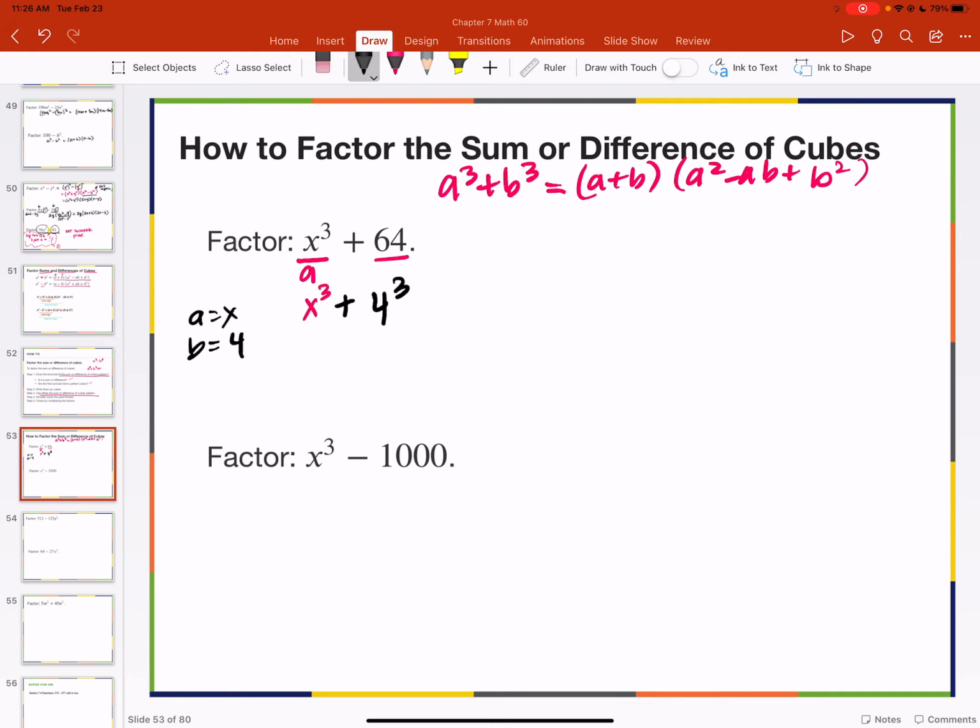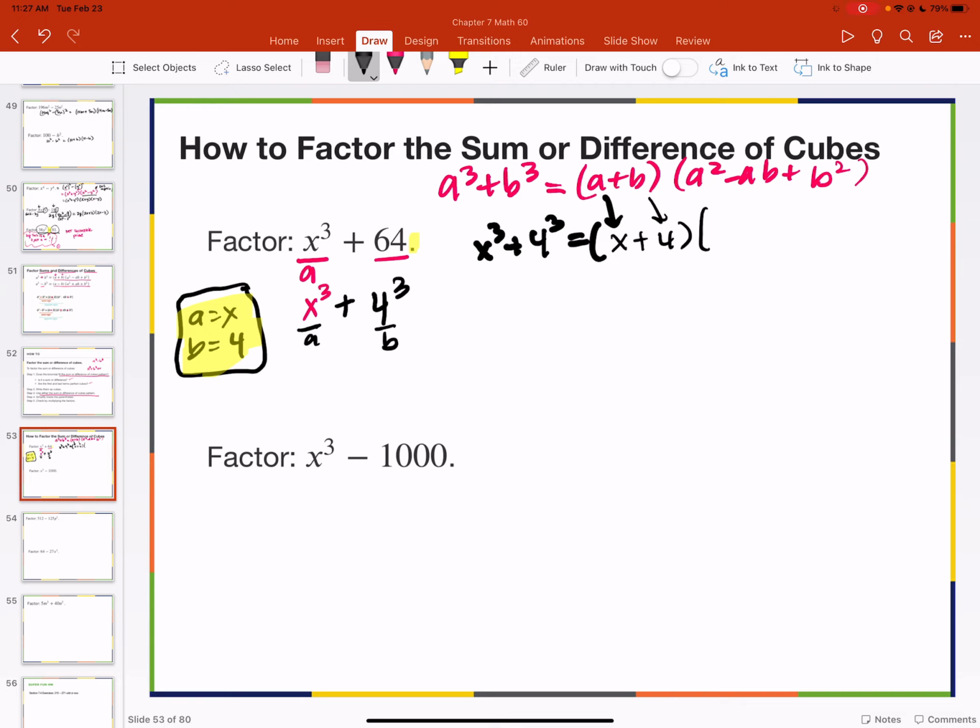You can write it off to the side, or you can underline it, whatever helps you. But make sure you identify your A and B correctly. This is really important. B is not 64. That's B cubed, okay? B is the actual 4, the cube root, right? So now I have x cubed plus 4 cubed. I'm going to plug it directly underneath. So A is x plus, and then B is 4.